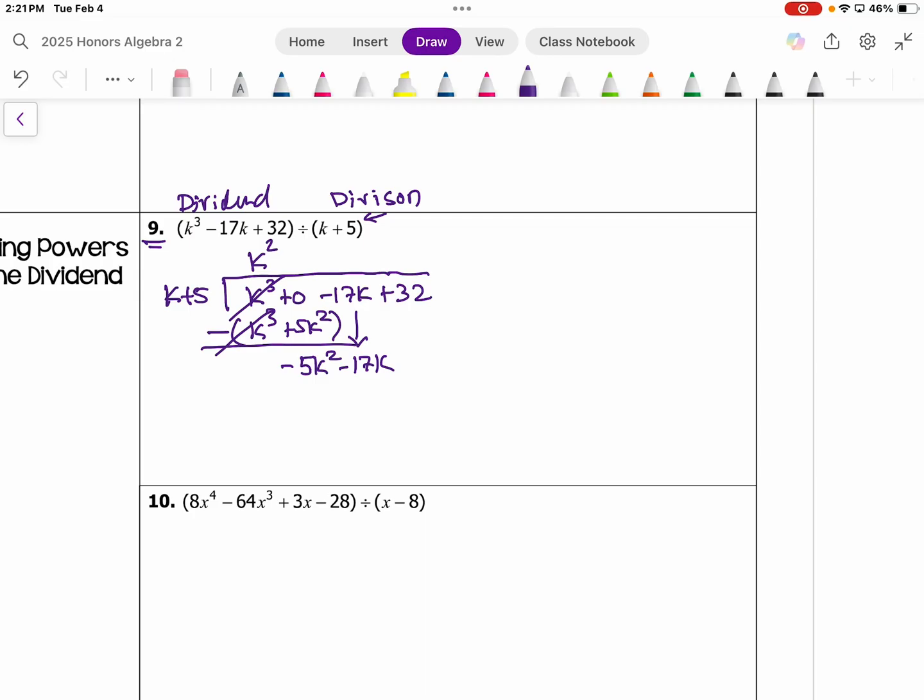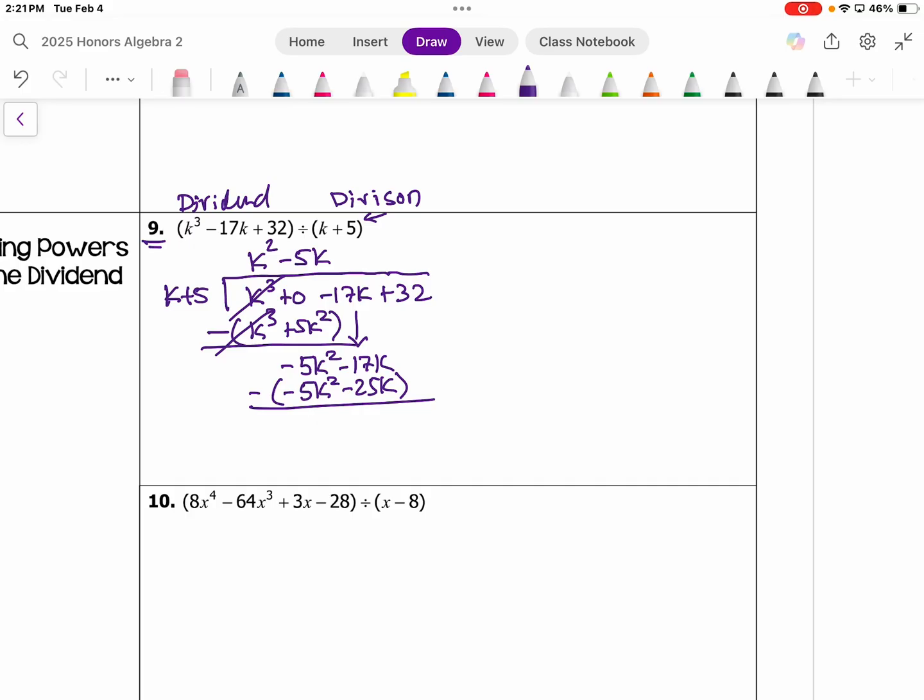What do I multiply k by to make it a negative 5k squared? Negative 5k. So that gives me a negative 5k squared, and then it's a minus 25k. Not minus, the positive version of it. Then I put parentheses around it and put a negative out front.